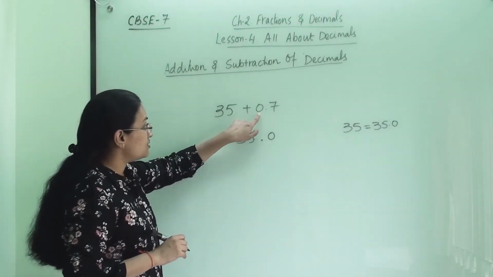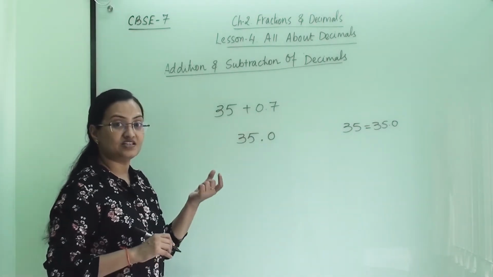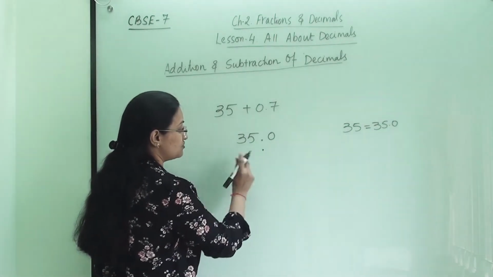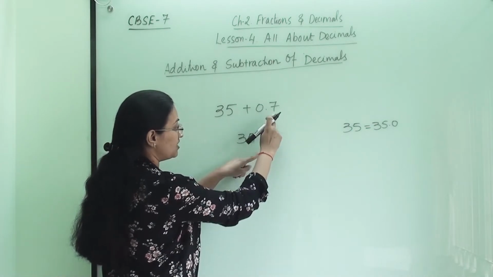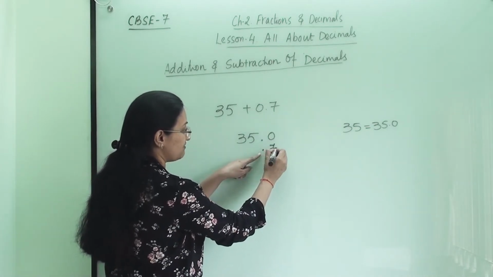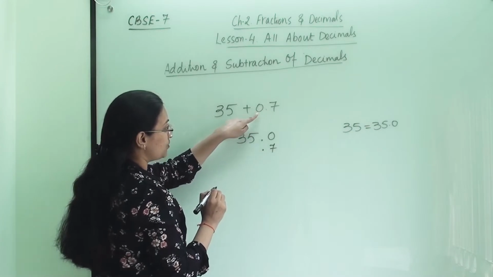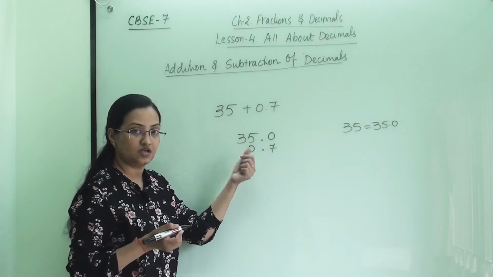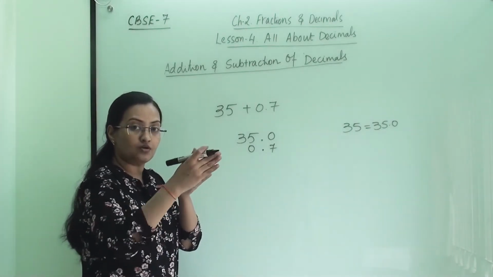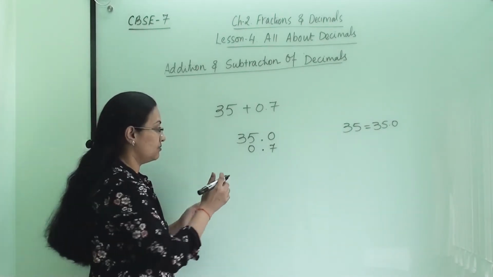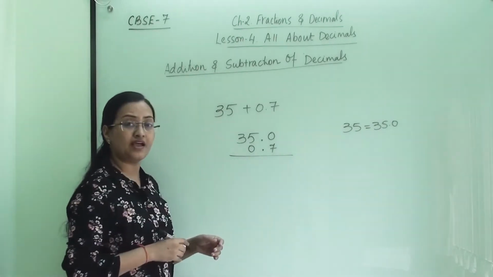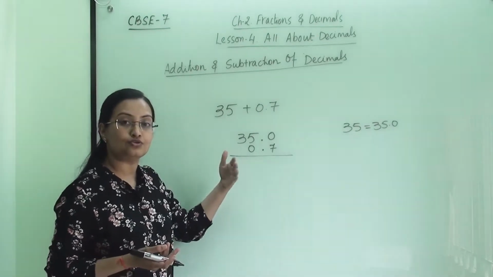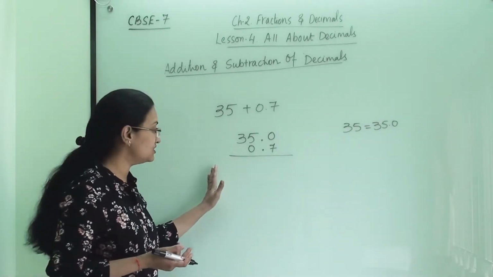Now 0.7 is there. So how do we adjust the second number? Point below point. After the decimal point, whatever number is there, we write it there, so 7. And before the decimal point, whatever numbers are there, we write them there. So we have to match the point above and below, and this is going to be our simple addition, following the rules of addition.